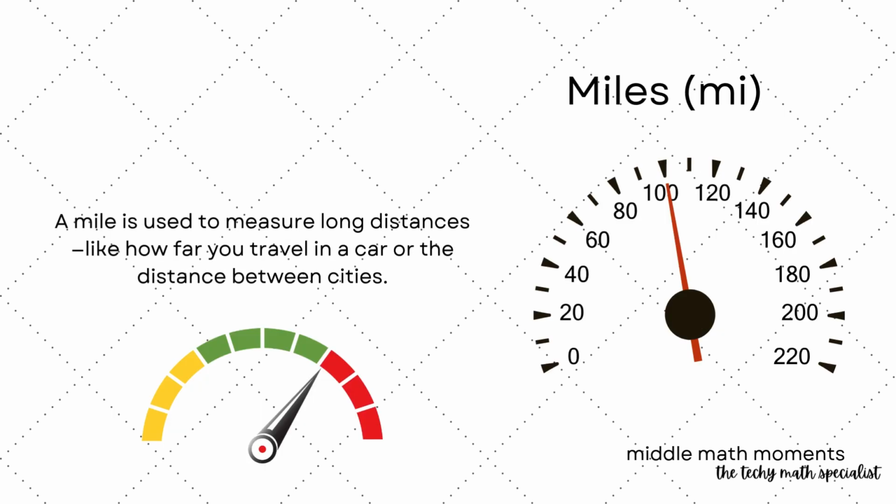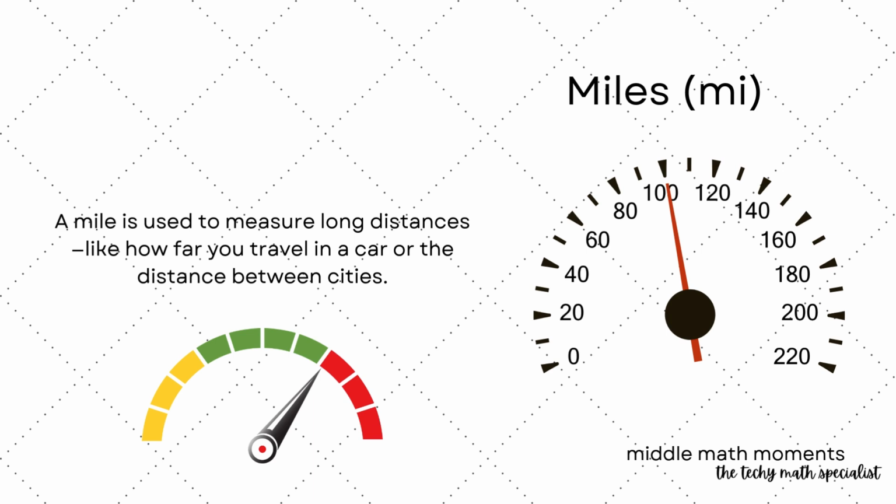Now we're getting into the big leagues with the mile. A mile is used to measure long distances, like how far you travel in a car or the distance between cities. Here are the key facts about miles. There are 1,760 yards in 1 mile. That's like walking the length of a football field more than 17 times.